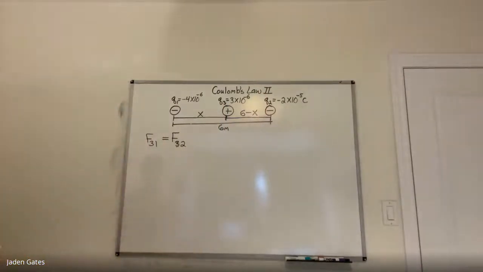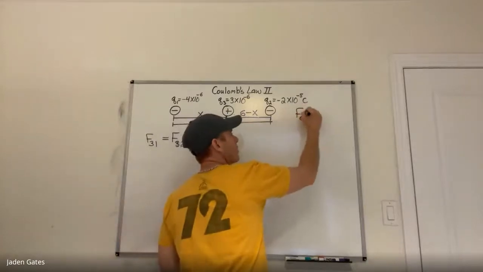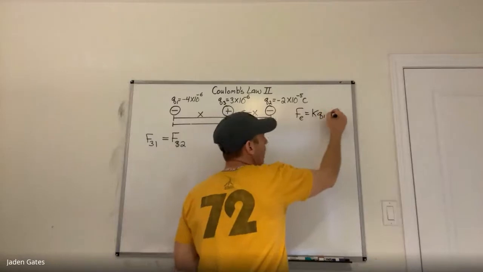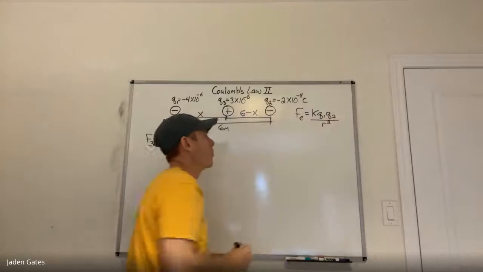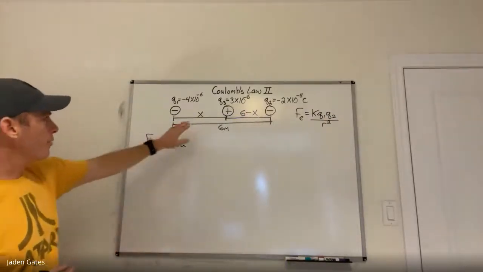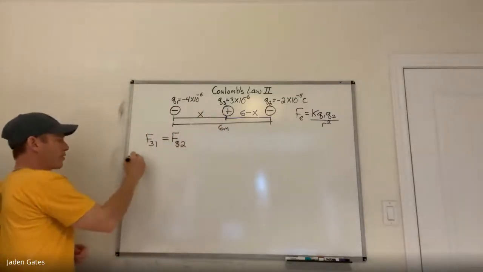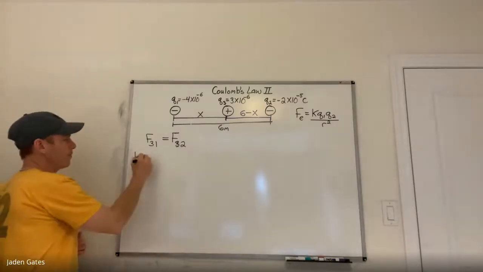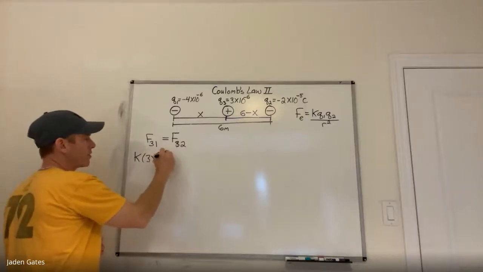All right, so on that note, I'm going to use, of course, Coulomb's law, which is Fe equals k times Q1 times Q2, which just means 2 charges, divided by r squared. So if I'm looking for the force on 3 by number 1, I'm going to substitute in here. I have my k value. Charge 3 is 3 times 10 to the power of negative 6.